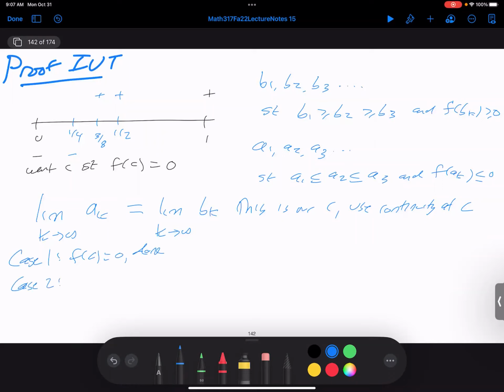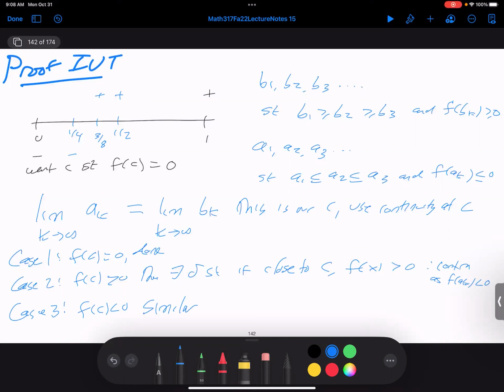Case 2, F of C is greater than 0, then there exists a delta such that if X is close to C, F of X is still going to be greater than 0. Because the function is continuous, let's say F of C is 1 over billion. Then I can take my epsilon to be 1 over trillion. And if I'm sufficiently close, then my function has to be positive there as well. And so you get a contradiction, as F of A K is less than 0. And in case 3, F of C is less than 0, similar.